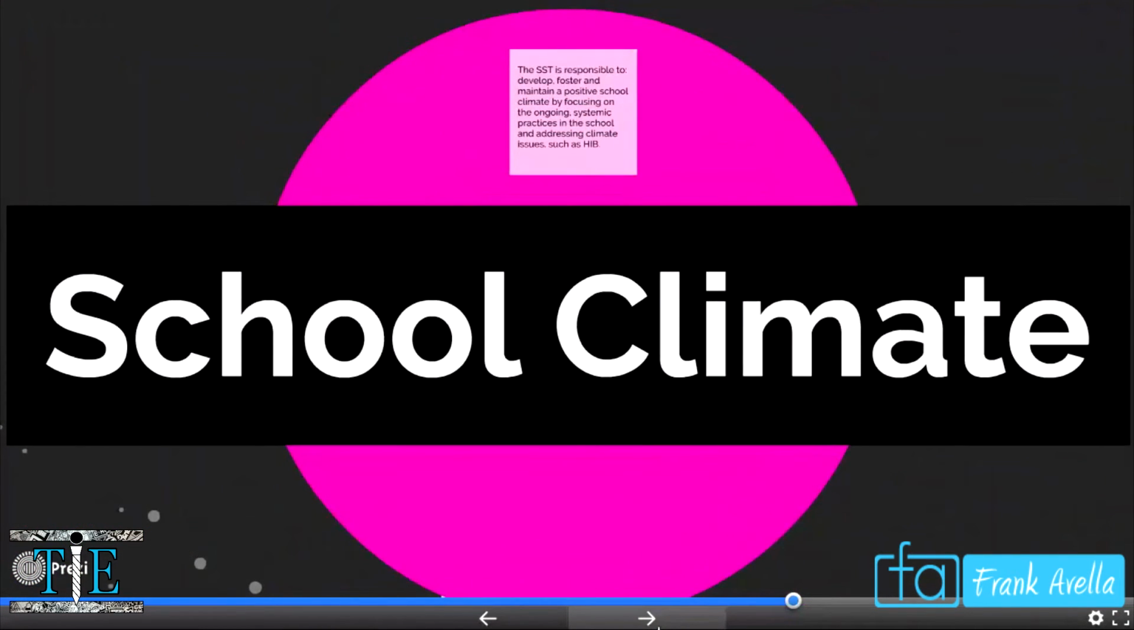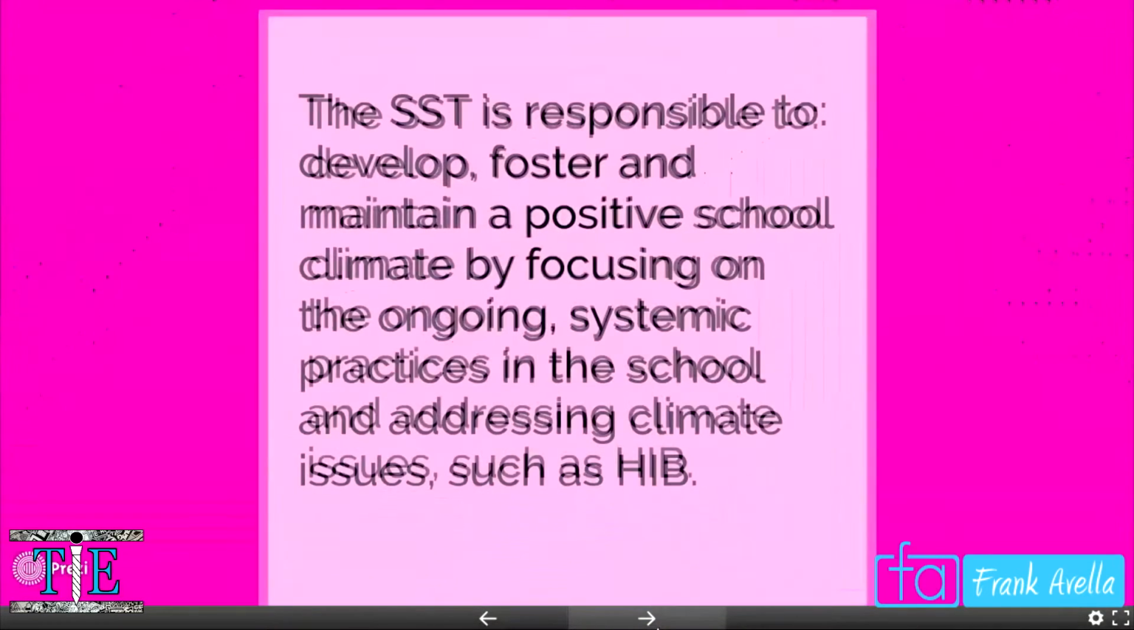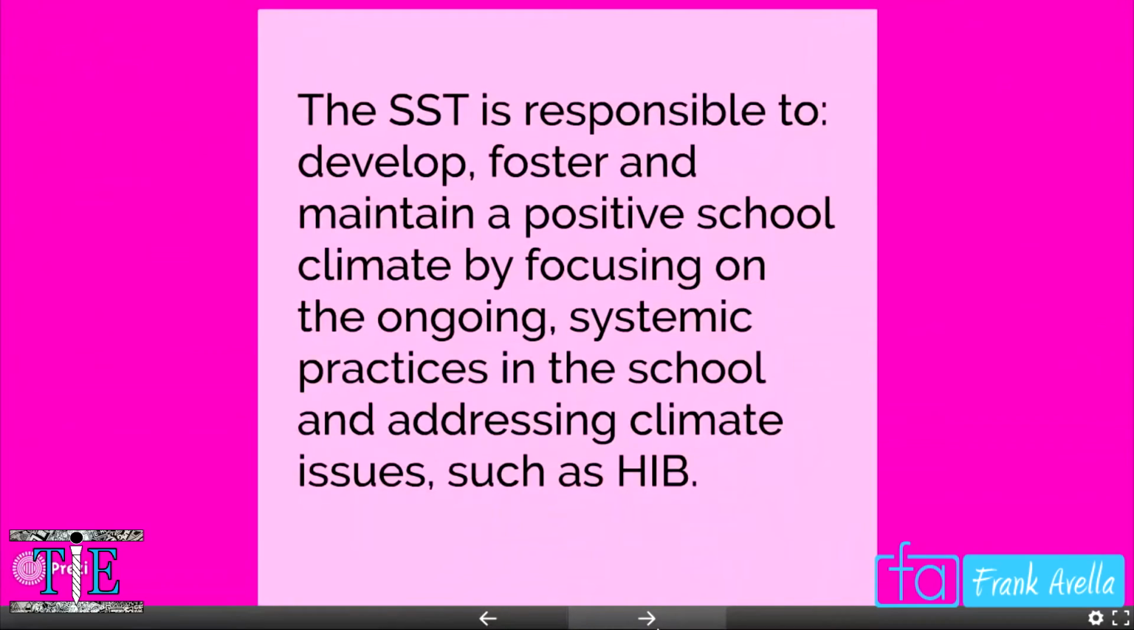All right, so school climate, and how does that affect the school safety team? Well, it's responsible to develop, foster, and maintain a positive school climate. That's one of their biggest goals. And they do that by addressing HIB, because HIB is directly linked to school climate, and you can see that in the research on the Department of Education's website.